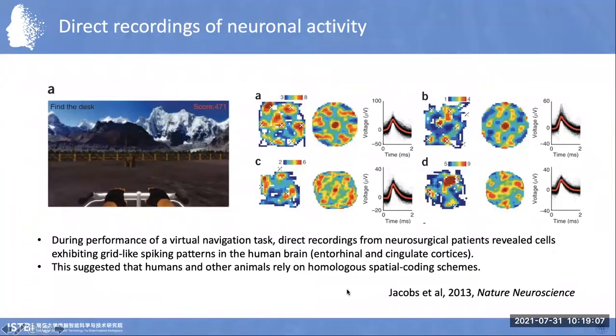And the direct recordings from these patients revealed cells exhibiting very similar grid-like spiking patterns that we observe in fMRI signatures as well in the entorhinal cortex, but also in the cingulate cortices as well, just like Doeller and colleagues have found. So this in general suggested that humans and other animals rely on homologous spatial coding schemes that might be utilized for spatial navigation.